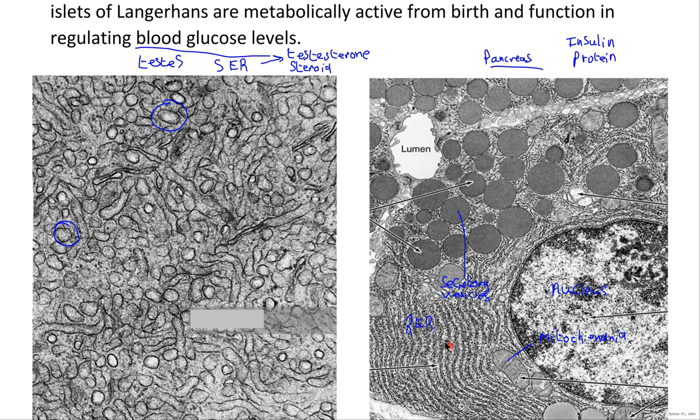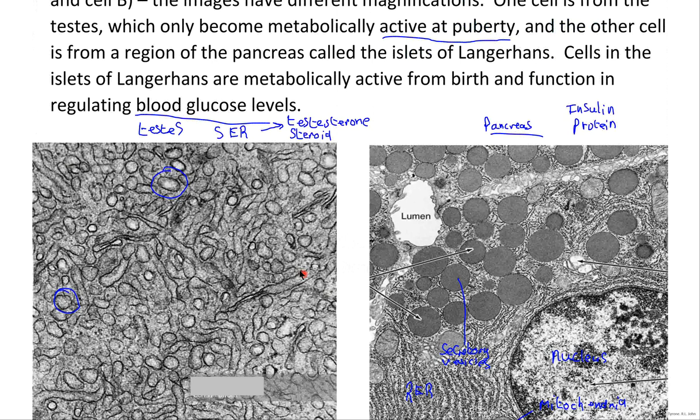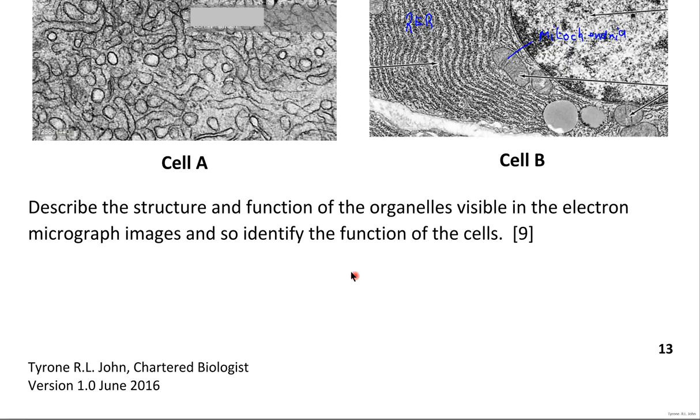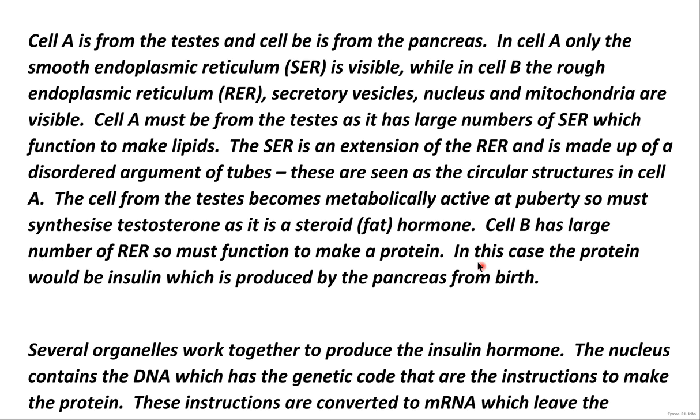Okay, so the question then here is, describe the structure and function of the organelles visible in the electron micrograph images, and so identify the function of the cells. So I've already identified the organelles. I've told you the functioning of the cells. So we just have to briefly go over the structure of the organelles and how they work to produce either testosterone or insulin. Okay, so the first thing I tell you, or you should put in the answer, is which cell is the testes, which is the pancreas. Okay, bit of a typo there, that should just be B.